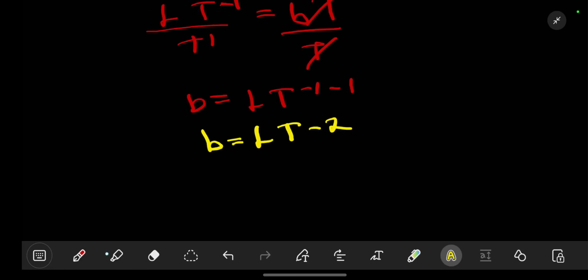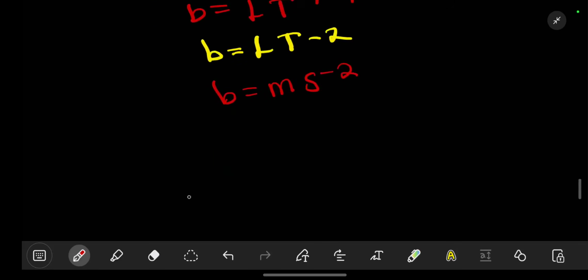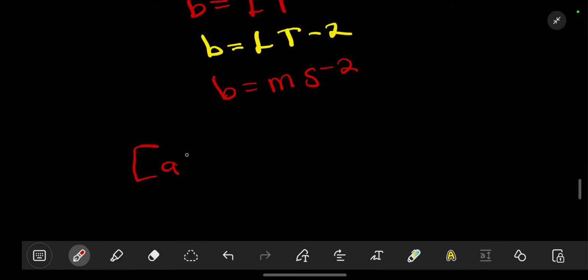Oh, the dimensions of B. So B will be equal to length in meters, and time in seconds raised to the power negative 2, like that. So these are our units. Now they said to multiply A and B.